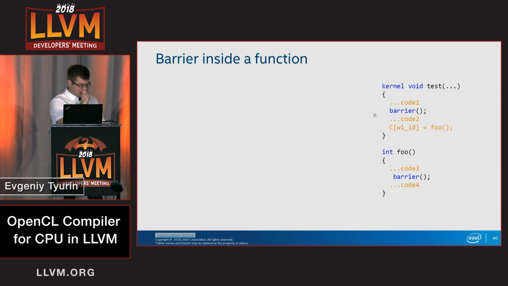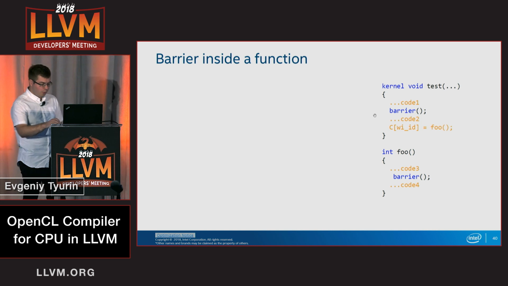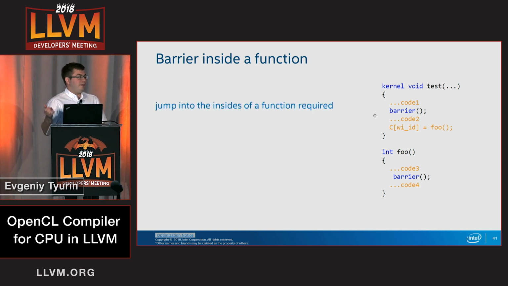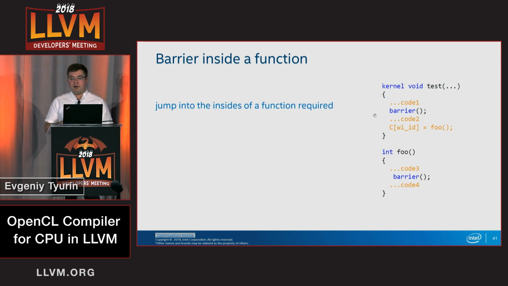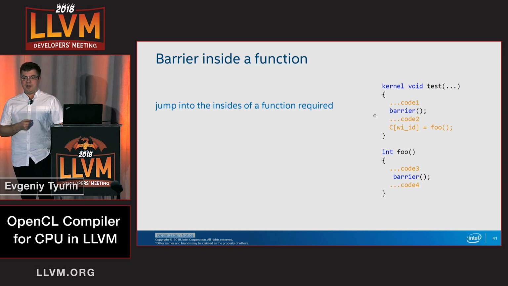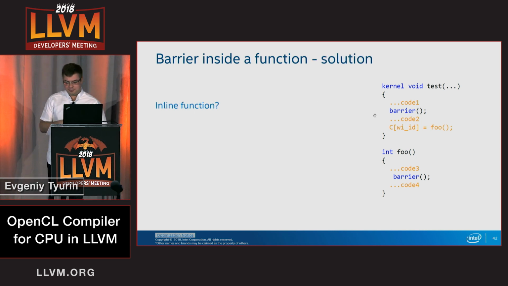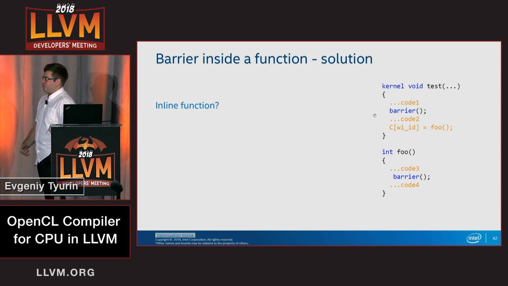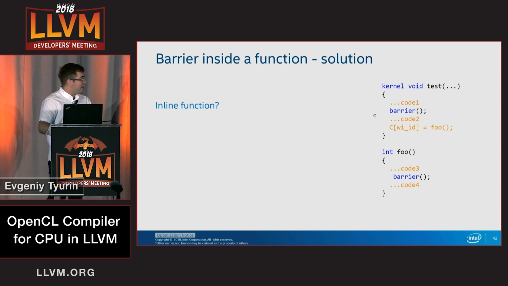Let's take a look at this example. Now, let's call a function foo that has a barrier inside it. What are we going to do then? If we follow the approach that I have just described, we're going to require several jumps into and outside of the function, which is not the path we would like to follow. So the obvious answer is, why not inline it? But that is not always possible.